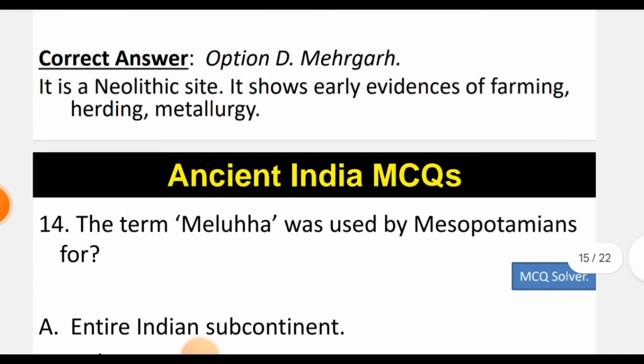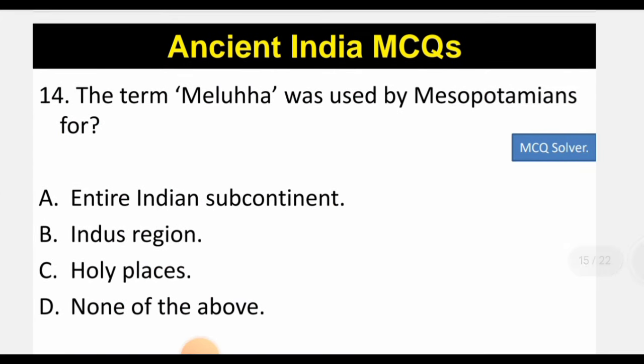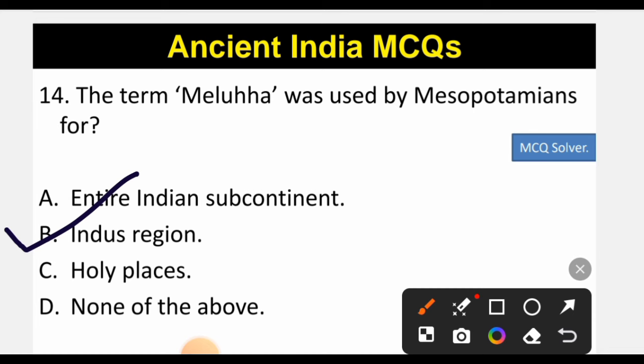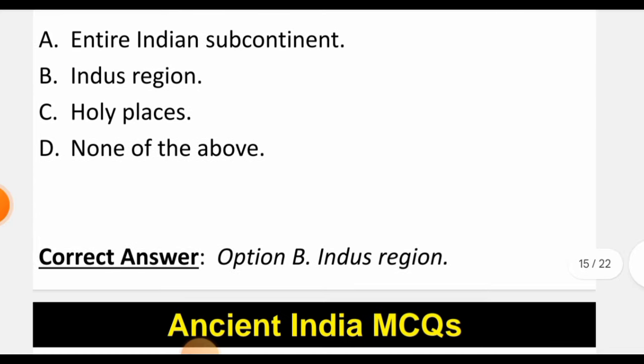Now let's move to question number 14. The term Meluha was used by Mesopotamians for. The correct option is option B, that is Indus region. So for the Indus region, the Mesopotamians used Meluha. So B is the correct option.